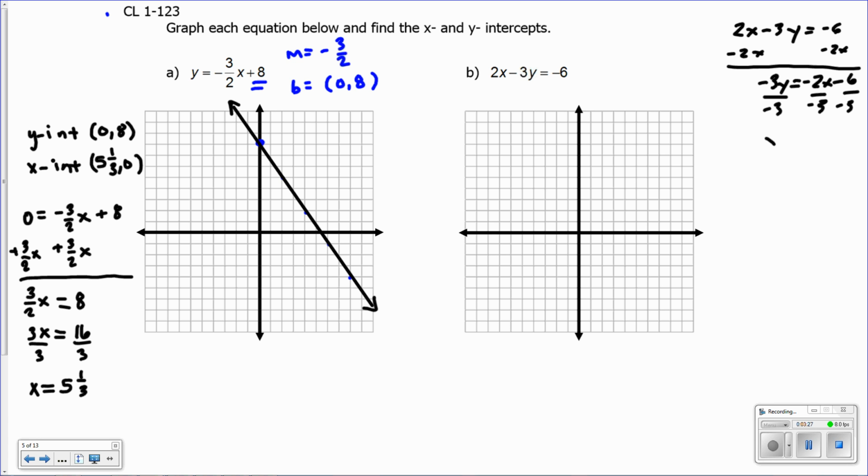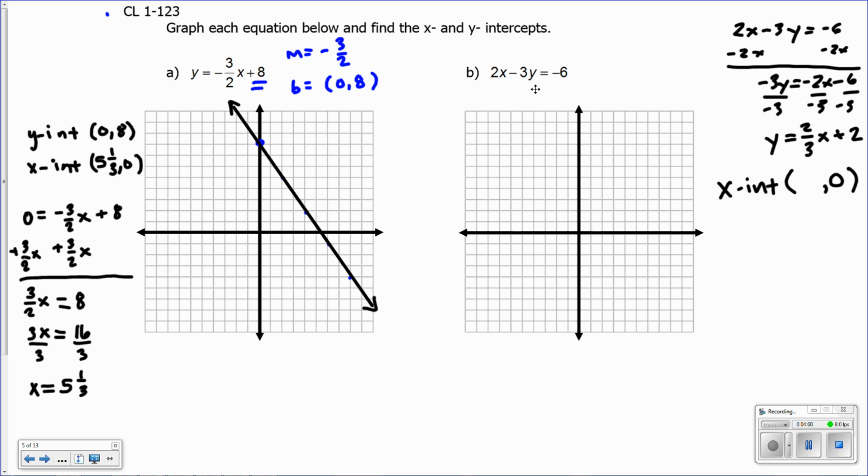So we end up with y equals 2/3 x plus 6 divided by 3, which is 2. So you have y equals 2/3 x plus 2. Now another way you can do it here, if you want to find the x and y-intercepts, is to just use the standard form. The x-intercept, remember, comes from when you have a 0 in for your y.